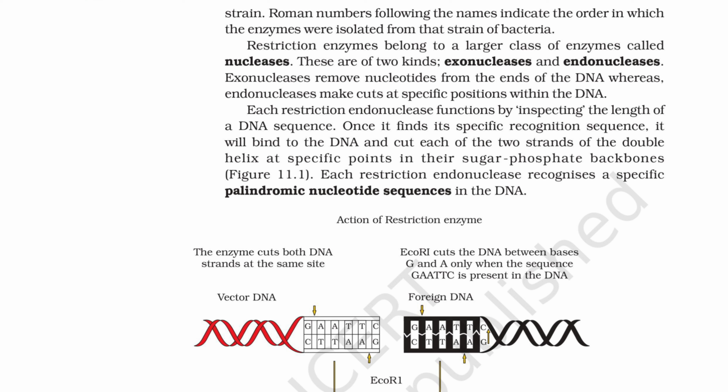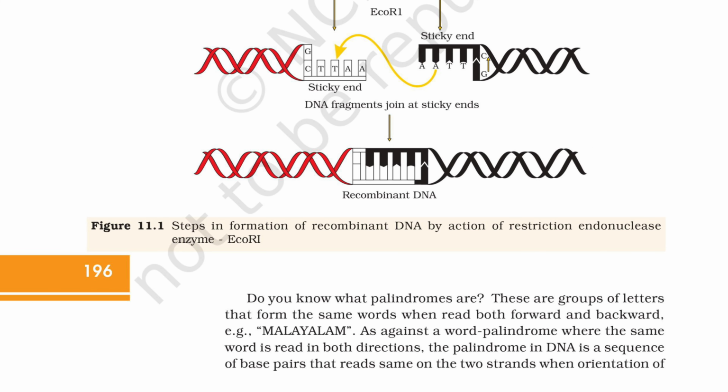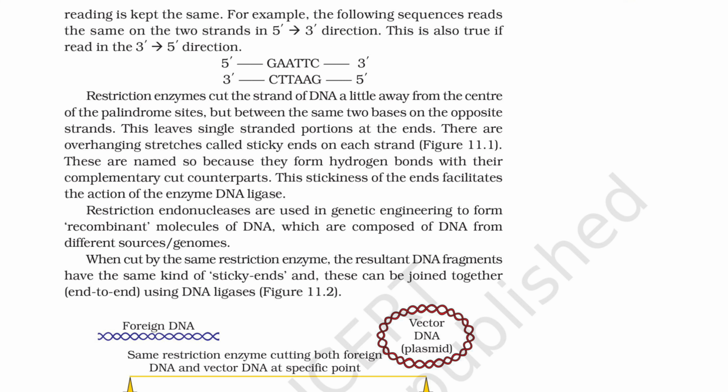Each restriction endonuclease recognizes specific palindromic nucleotide sequences in the DNA. Do you know what palindromes are? These are groups of letters that form the same words when read both forward and backward, example, Malayalam. As against a word palindrome where the same word is read in both directions, the palindrome in DNA is a sequence of base pairs that reads the same on the two strands when the orientation of reading is kept the same. For example, the following sequences read the same on the two strands in 5' to 3' direction. This is also true if read in the 3' to 5' direction.